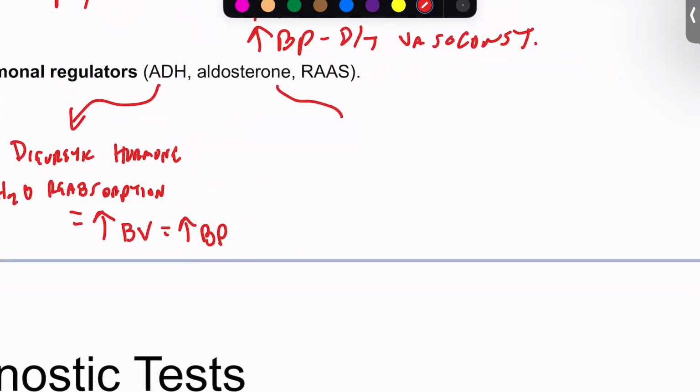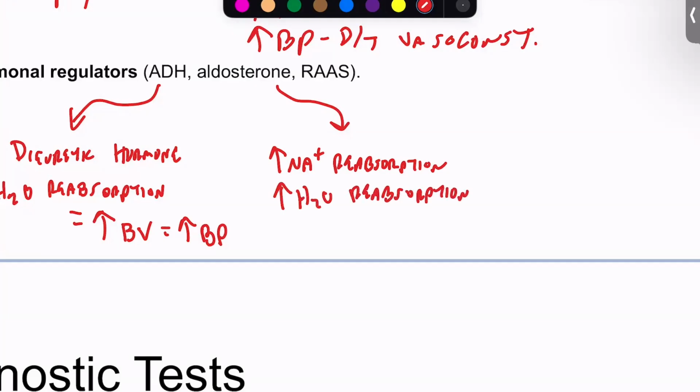Aldosterone works sort of the same. But anyway, aldosterone is a hormone that causes increased sodium reabsorption. And because we have sodium reabsorption, we also have water reabsorption. And because both of those increase our blood volume, we have an increase in blood pressure.